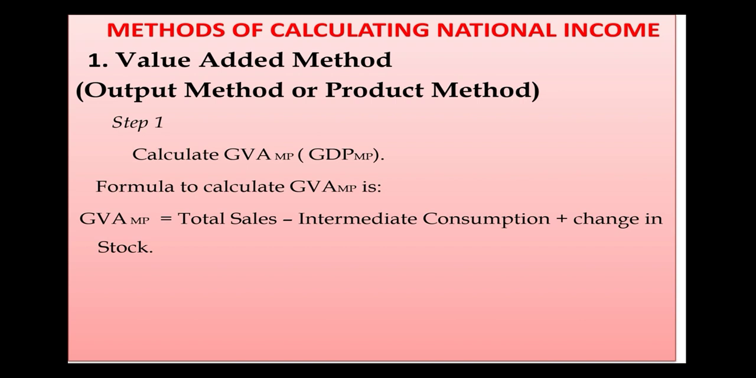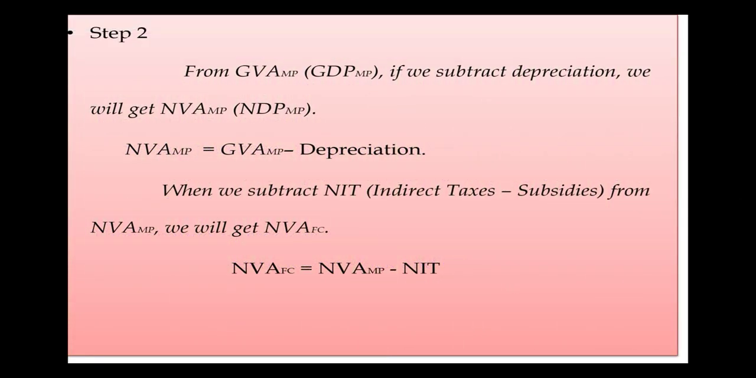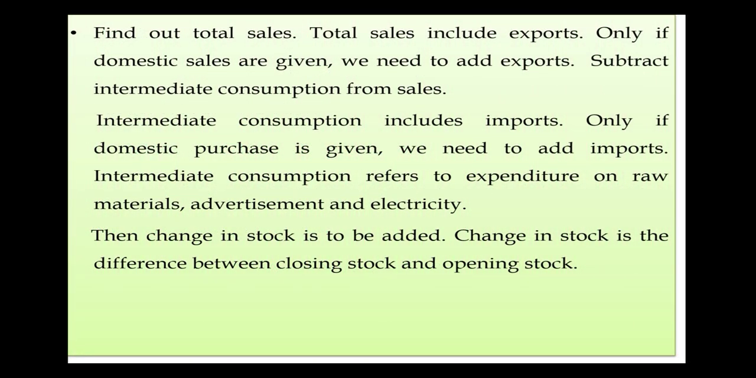The formula of value added method is we first calculate the gross value added at market price. The formula is total sales minus intermediate consumption plus change in stock. We will elaborate this formula with explanation. First of all, we will find out the total sales. Total sales include exports. Only if domestic sales are given, we need to add exports.